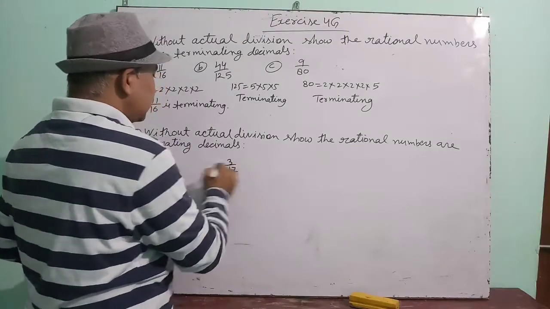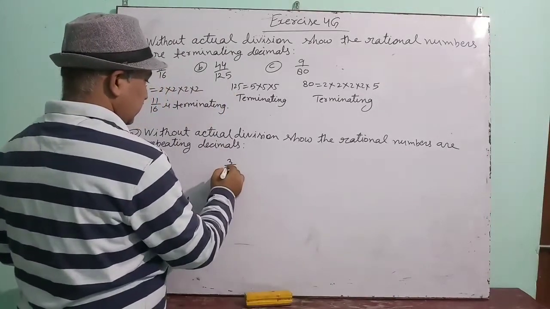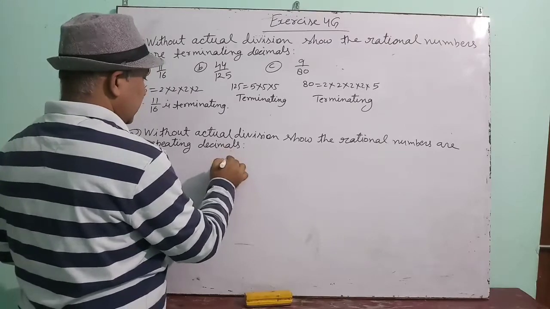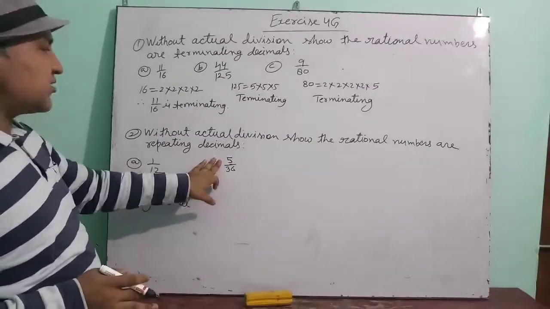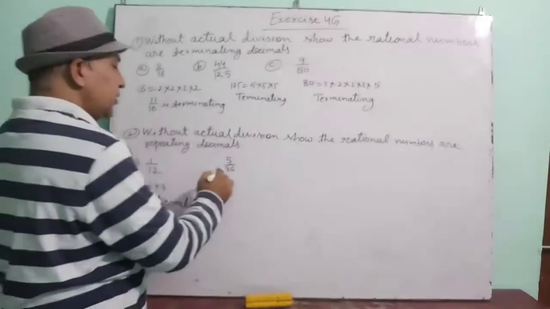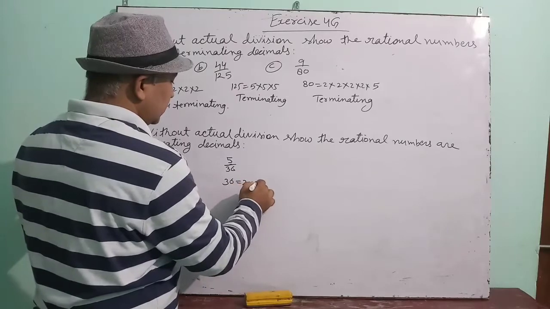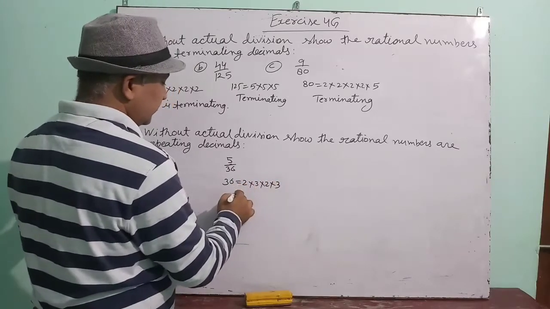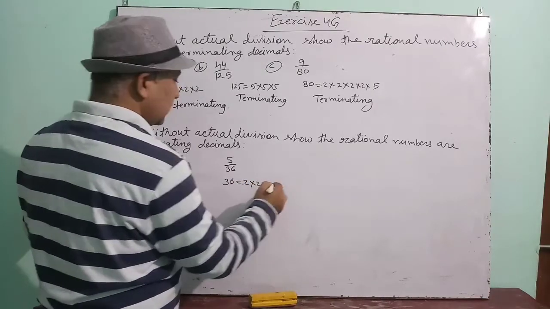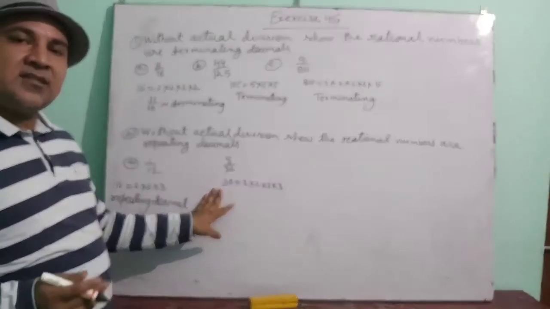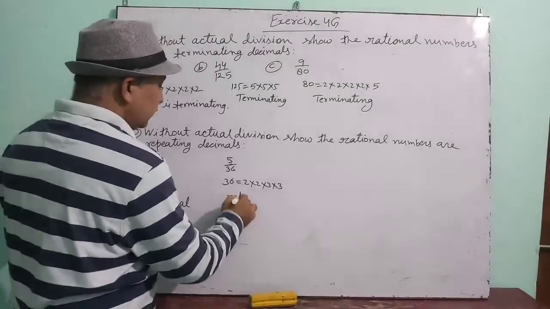See some more examples. Suppose that 5 upon 36. Again, without division you have to check whether this is a terminating decimal or a repeating decimal. So what will you do? Find the prime factors of the denominator. See this one, 2 into 2 into 3 into 3. Understood? If the denominator has a factor other than 2 and 5, then that will be a repeating decimal.